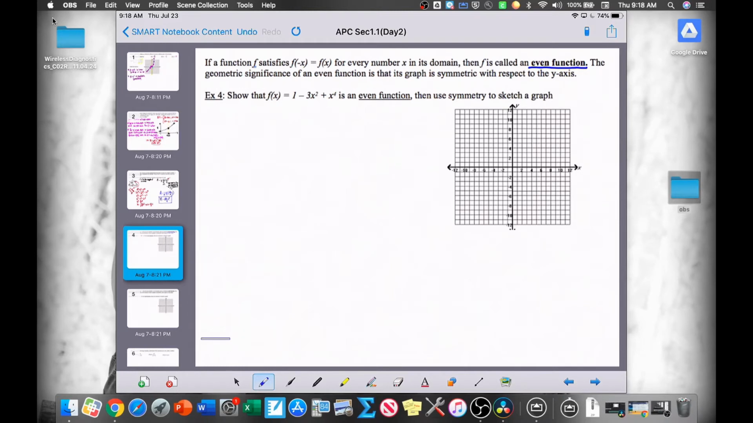So if we know that a function is even, we can use the symmetry of the graph to help us sketch the graph quickly if we're trying to make a picture of what our function looks like. So example 4 says, show that f of x is an even function and then use symmetry to sketch a graph. All right, so we've got two jobs here.